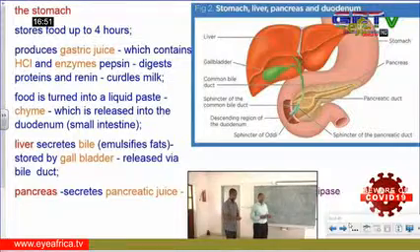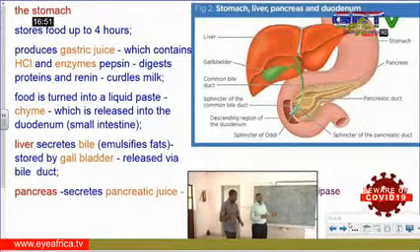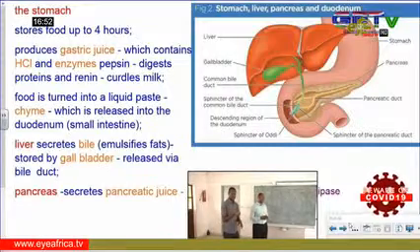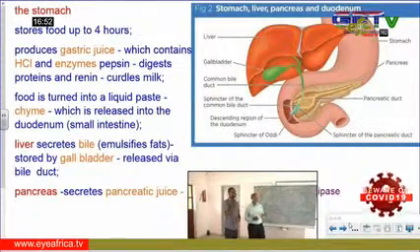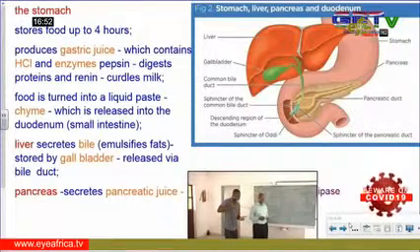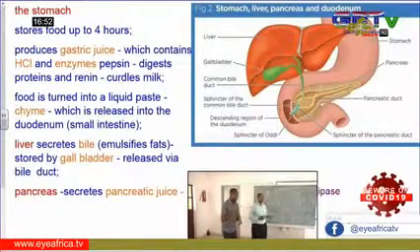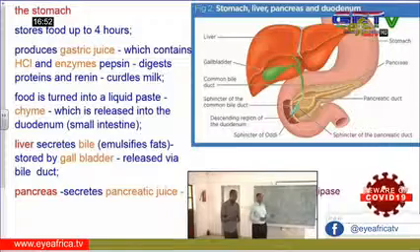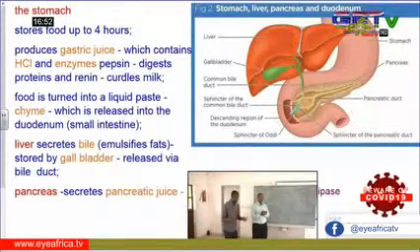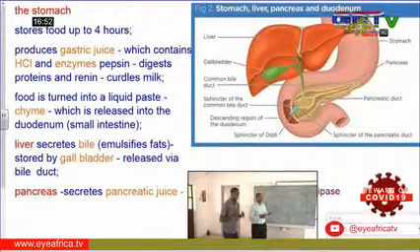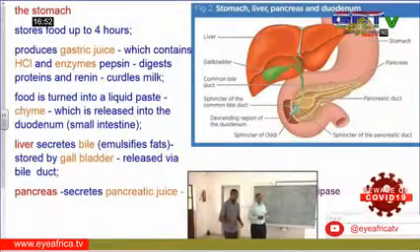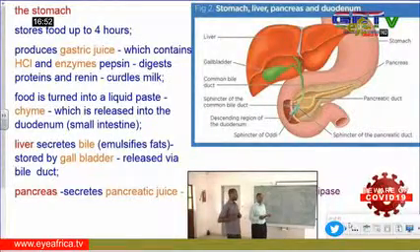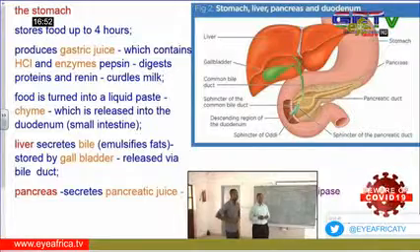keeps the food for anything from a few minutes up to hours. It depends on the type of food that is eaten. The stomach produces gastric juice that contains hydrochloric acid and enzymes, namely pepsin, which breaks down proteins, and renin that curdles or coagulates milk. Food is turned into a liquid paste that we call chyme. Now, the chyme is released into the duodenum of the small intestine.